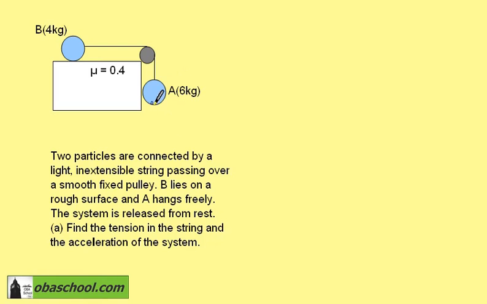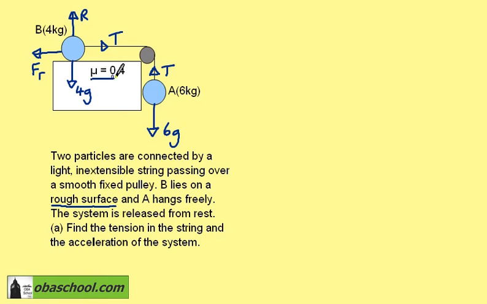If we consider particle A, its weight, 6g, will act downwards. The tension in the string acts upwards. For B, we have the weight, 4g, acting downwards, the normal reaction force, R, acting upwards, the tension pulling it to the right, and a frictional force, since we have a rough surface resisting the motion. Mu, we're told, is 0.4.